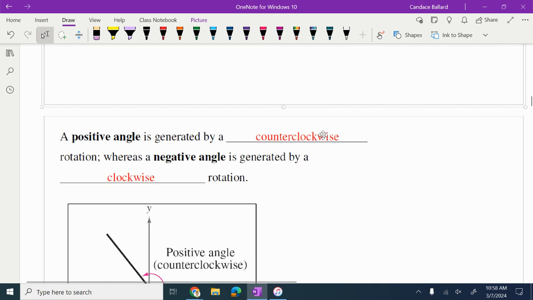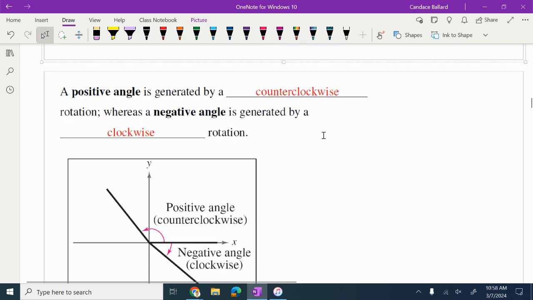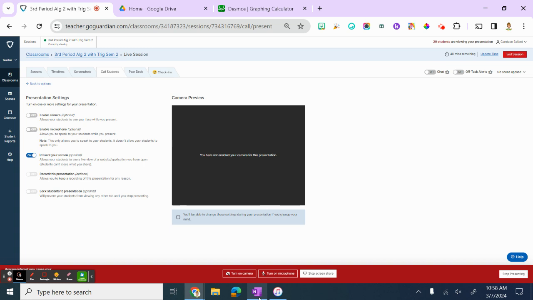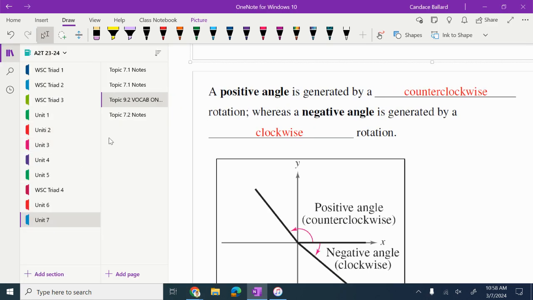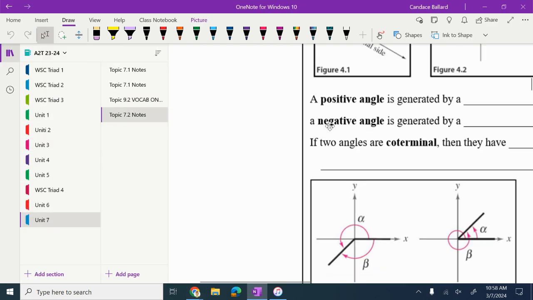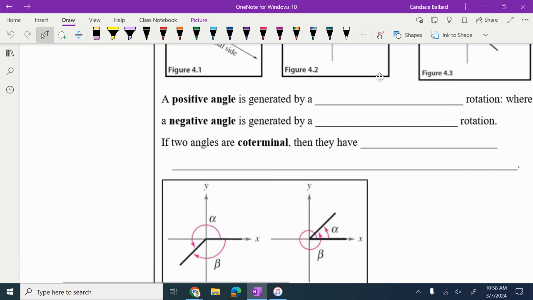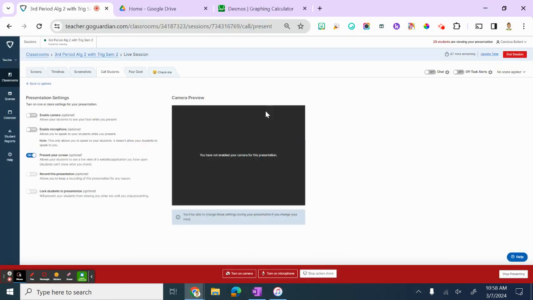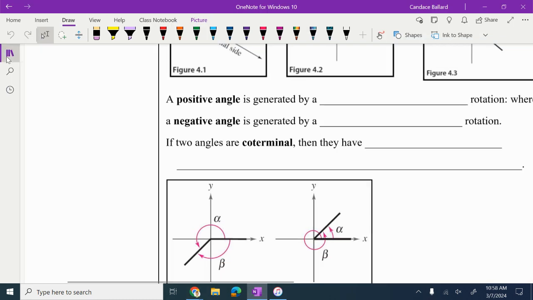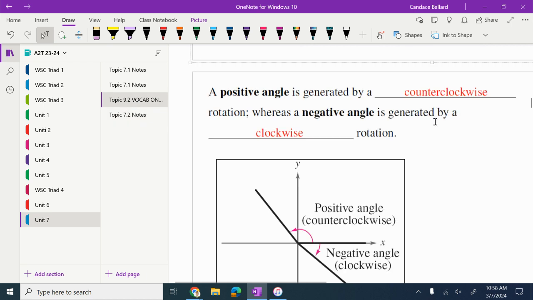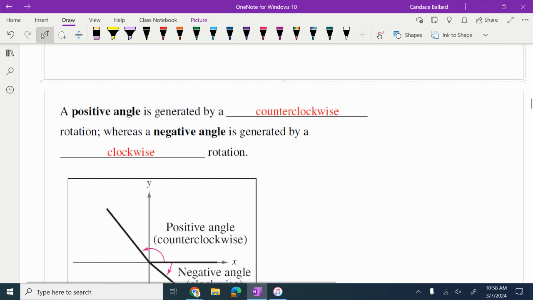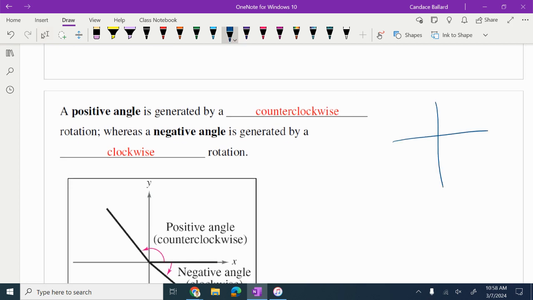I want to peek here and make sure I'm not missing something on this, that I don't have to fill in anything in between. So positive angle, negative angle, coterminal. Oops. That was the wrong button. All right. So a positive angle is generated by a counterclockwise rotation. I know we use mostly digital clocks now. But back when clocks had the hands, right?